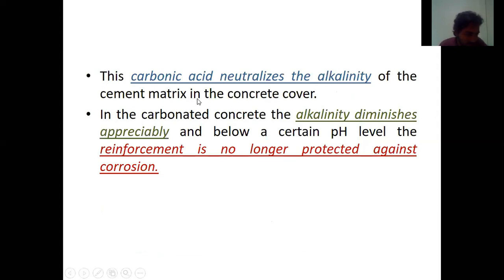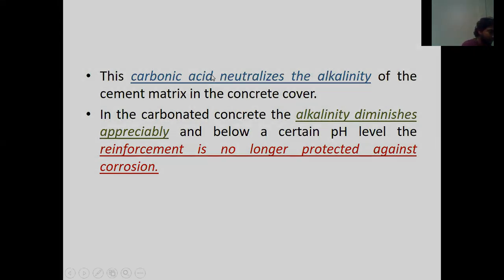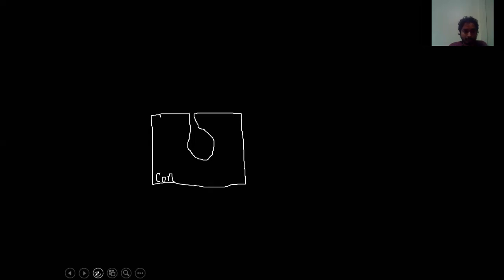Now the question arises, how is this happening, from where does this carbonation take place? How does this carbonic acid come into the picture? Let's see this. This is a concrete surface. And in this concrete, what do we have? We have some calcium hydroxide. Is it visible to everyone? This is nothing but OH negative.